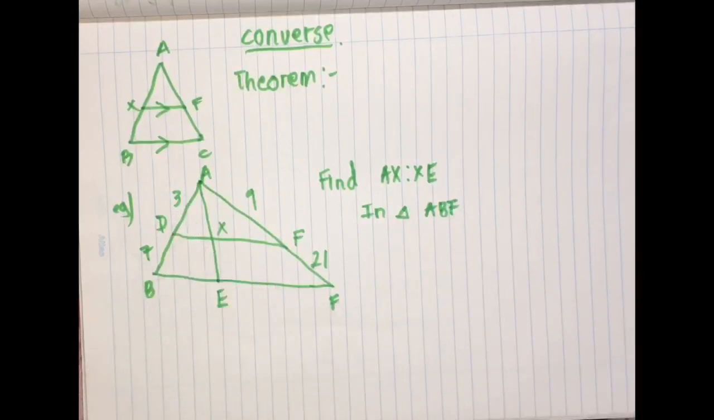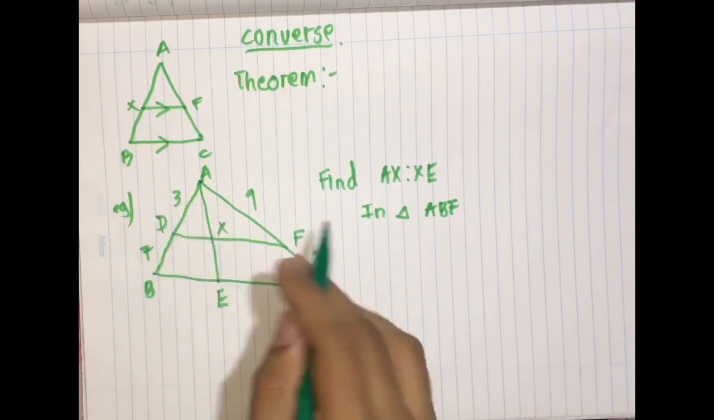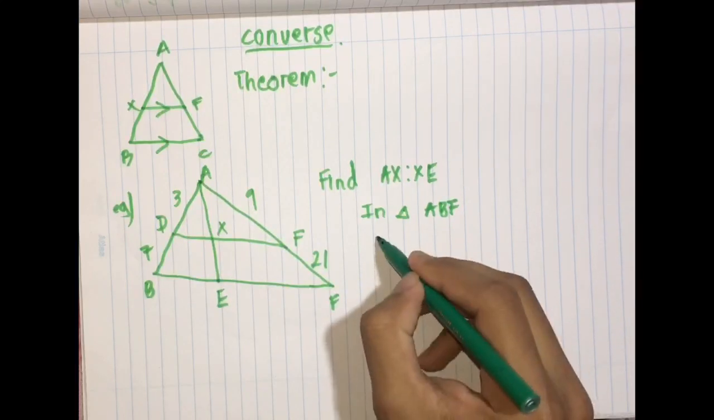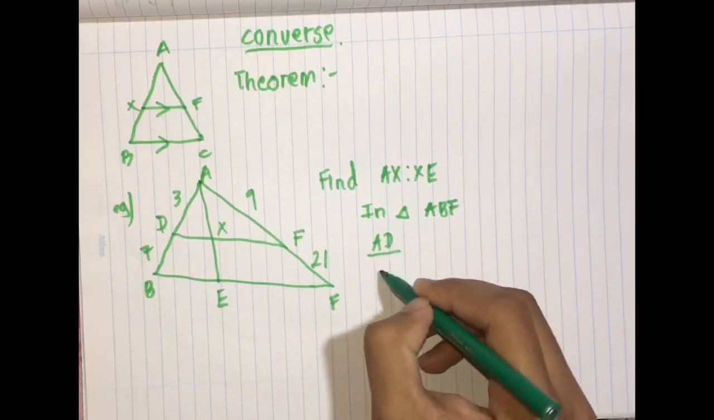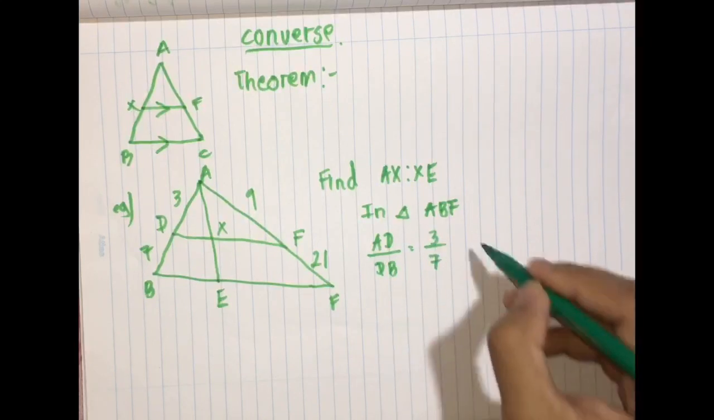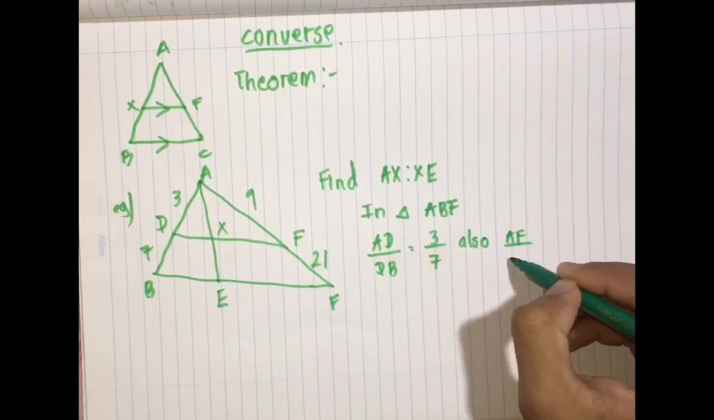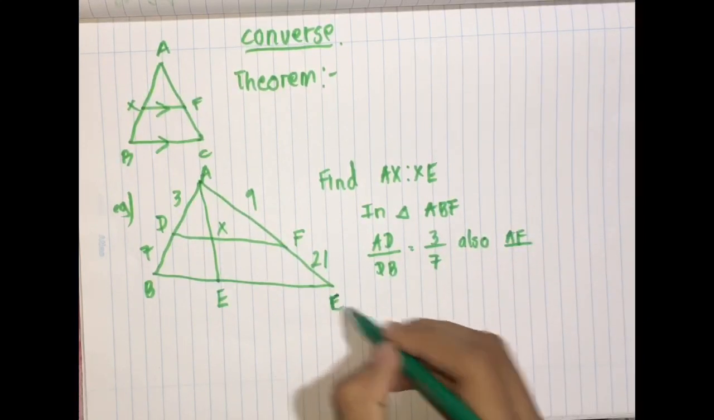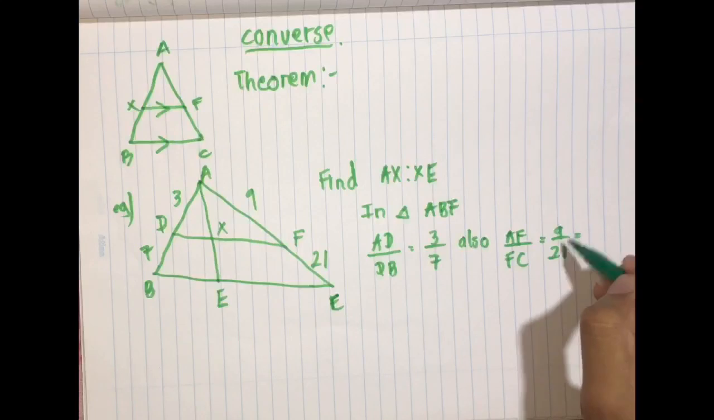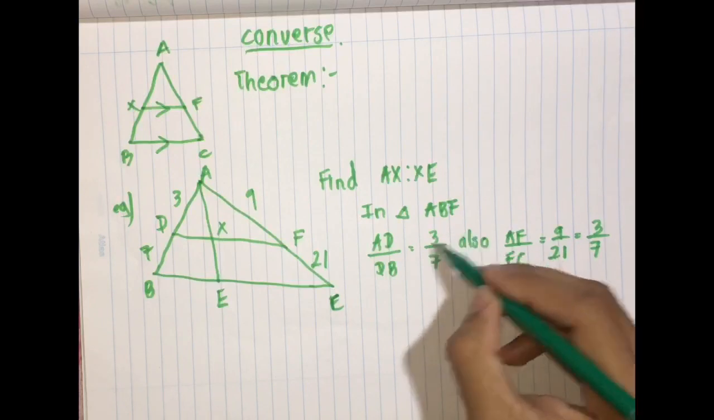If I consider triangle ABF, can you see that there is a line which cuts two sides of the triangle? Now let us see whether they are in the same proportion. I'm going to consider AD over DB. That is 3 over 7. Also I am going to check the other proportion, AF over, let us consider this C, we'll check FC. You have 9 over 21. If you divide by 3, you get 3 over 7. Now can't you see that these two proportions are the same?